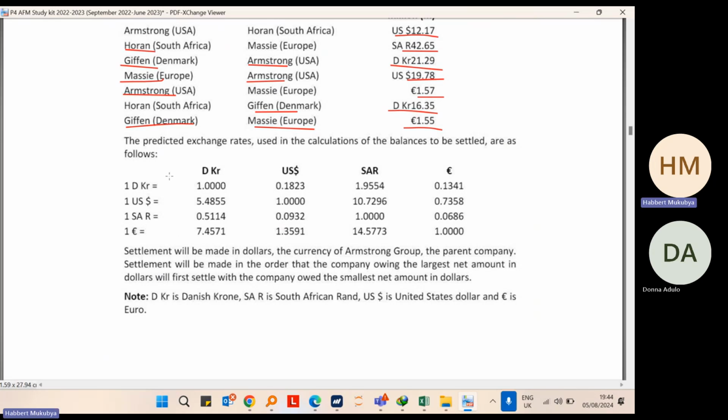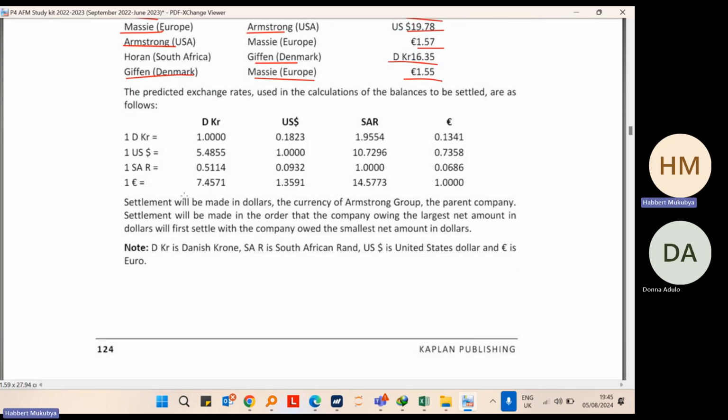We can convert between all these currencies. Settlement is made in dollars, the currency of the Armstrong Group. So settlement will be made in the order that the company owing the largest net amount in dollars will first settle with the company owed the smallest net amount in dollars.